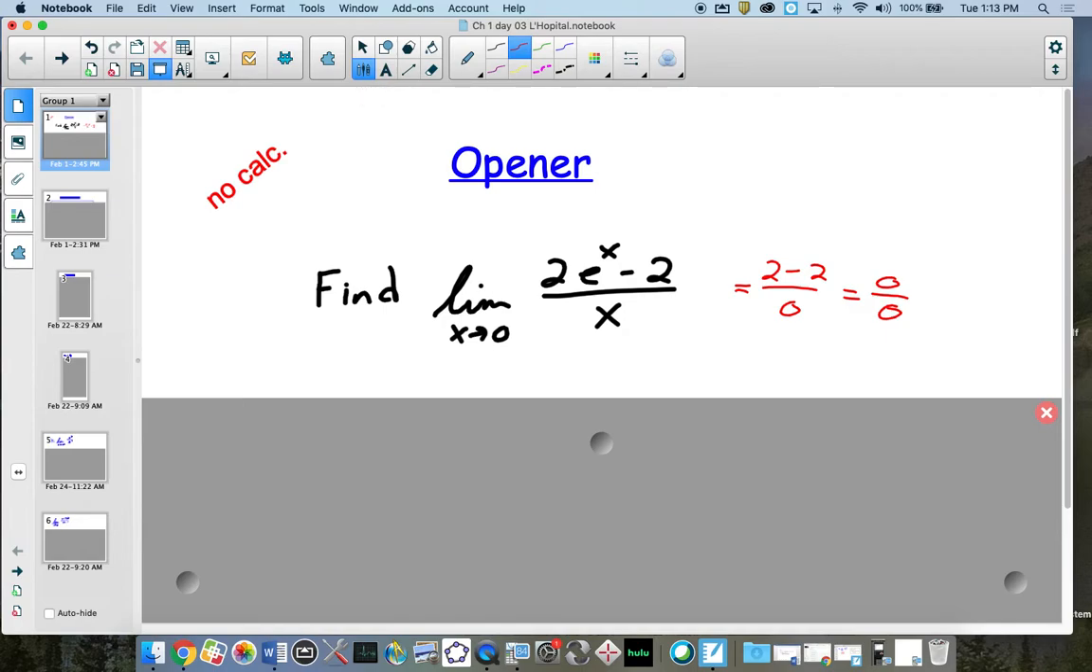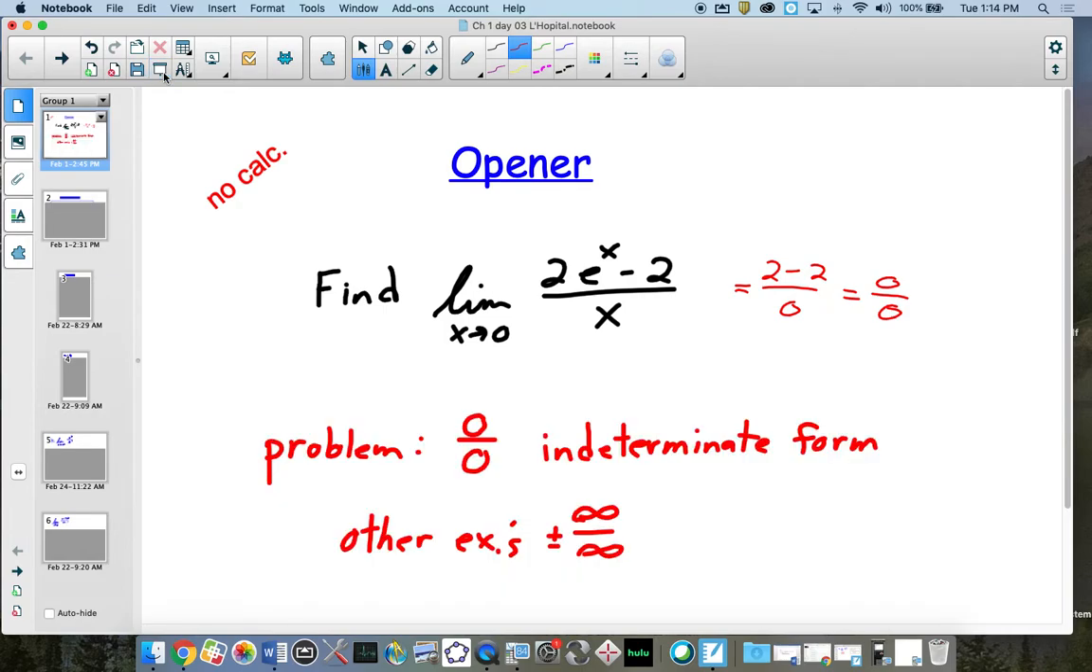So the other things we've tried to do is, can we do any factoring and canceling, maybe multiply by a conjugate, or some other algebraic manipulation. And there doesn't seem to be any for this. So we have a problem when we wind up with 0 over 0, or maybe positive or negative infinity over infinity. And these are referred to as indeterminate forms.